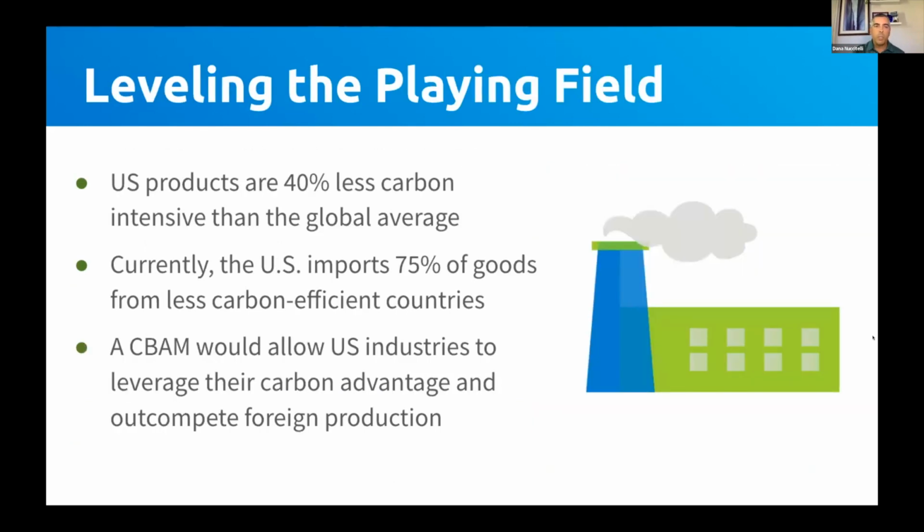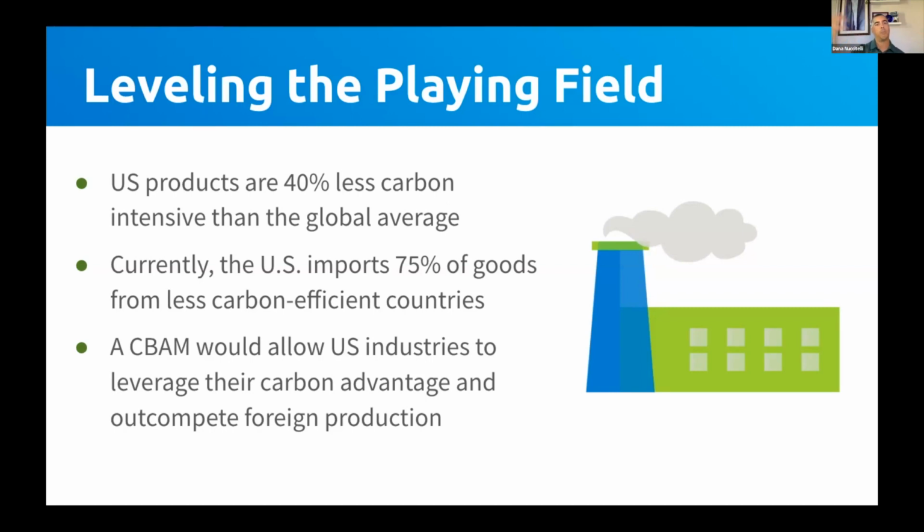And in general, the US has a lot of low carbon products. On average, our products are about 40% less intensive than the global average across a whole bunch of different manufacturing sectors. But right now, we're importing 75% of our stuff from less carbon efficient countries. And so we're making low carbon stuff, but we're not buying that low carbon stuff so much. We're buying the cheaper high carbon stuff from other countries.